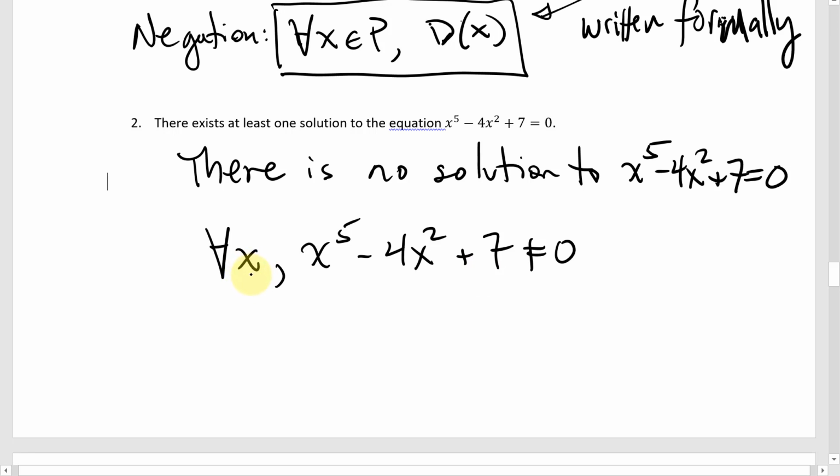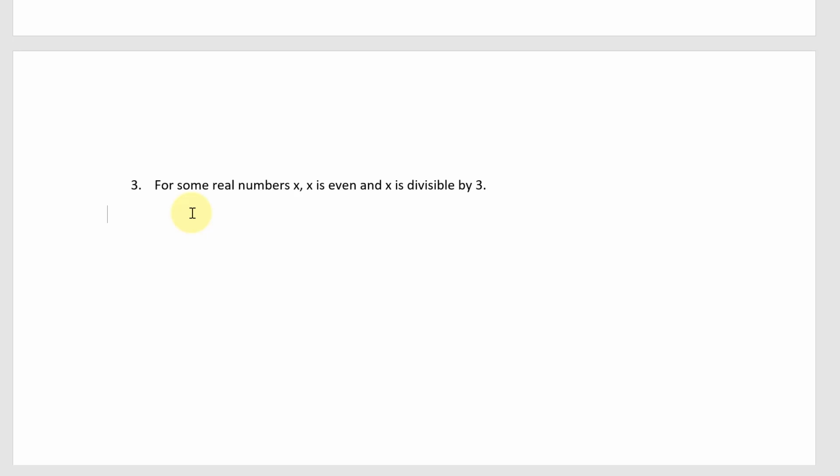But just to get the sense of the formal language here, because this said there exists at least one solution, I'll say for all x, meaning values that describe potential solutions. For all x's, this is not true. So in other words, there is no solution. Let's take a look at number 3.